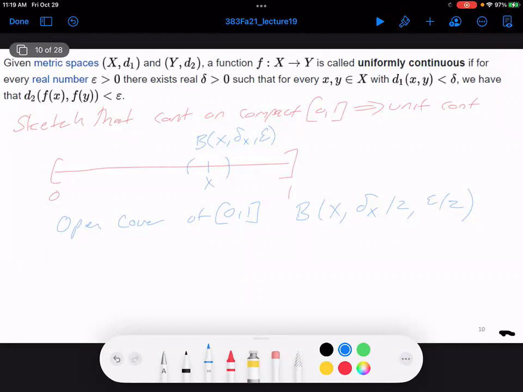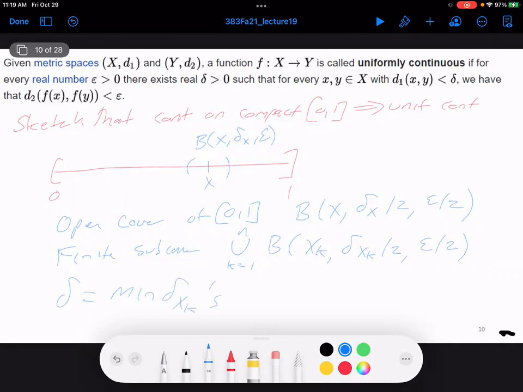What must be true about the union of these balls? Your cover is [0, 1], so what must I be able to do? Finite subcover. So you get a finite subcover. Say it's going to be the union, k goes from 1 to n, of the ball about x_k with radius delta x_k over 2, epsilon over 2. And now basically take delta to be related to the minimum of the delta x_k's.